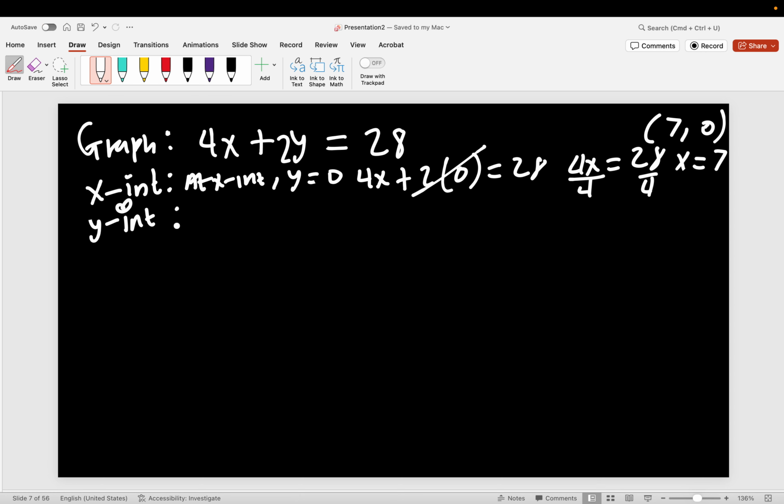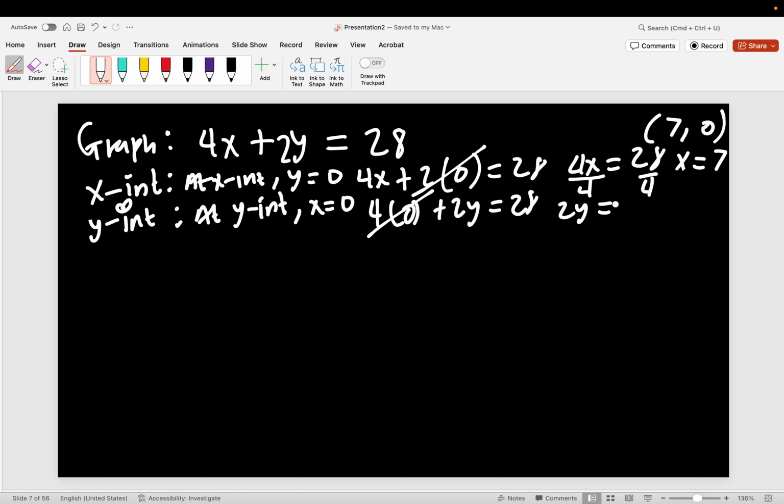Same thing with the y-intercept. At my y-intercept, x is equal to 0. So it's going to be 4. I'm not going to write x because x is now equal to 0. 4 times 0 is 0. We don't need that bit. So 2y is 28. If I divide both sides by 2, for a second there I thought I wasn't recording. y is going to be equal to 14. And if I put this in coordinate form, it's 0, 14.